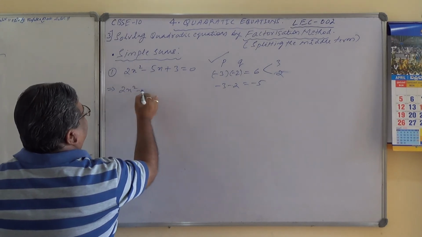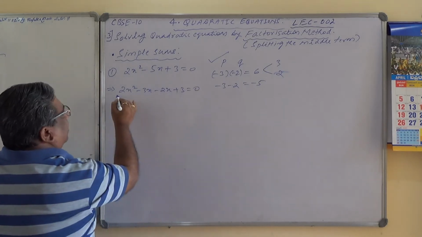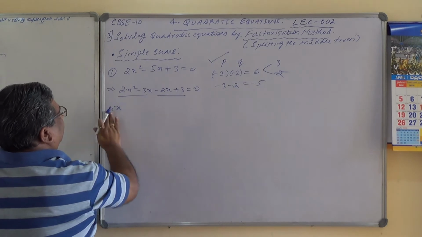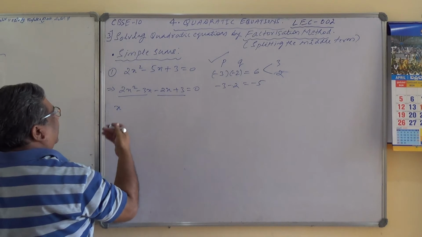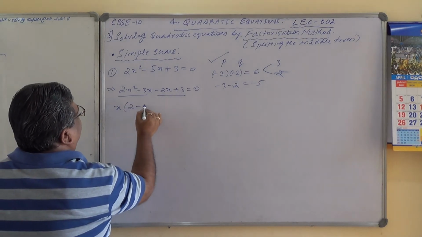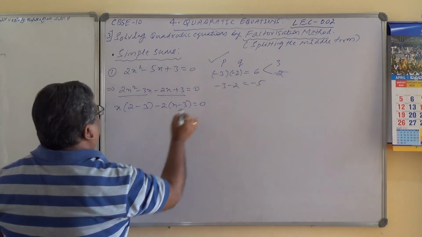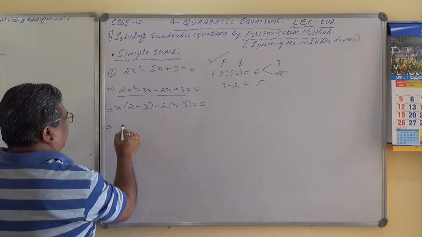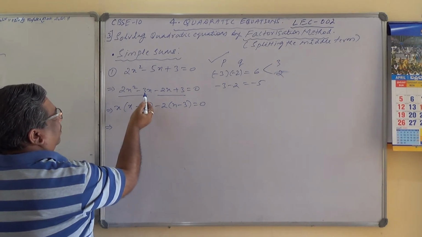2x square minus 3x minus 2x plus 3 equals 0. Take common over here. What is common? x. So you can go on writing x(2x minus 3) minus 2x minus 3 equals 0. So this implies this is x minus 3. Okay, so x is common over here.